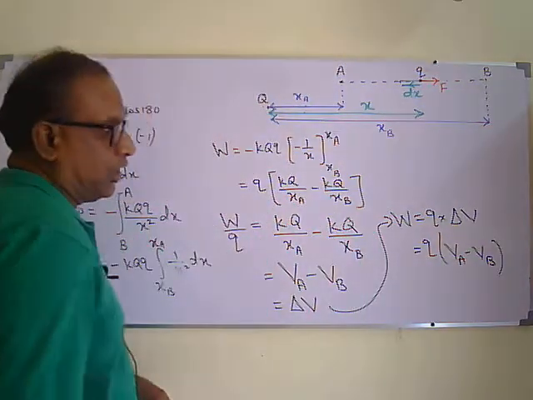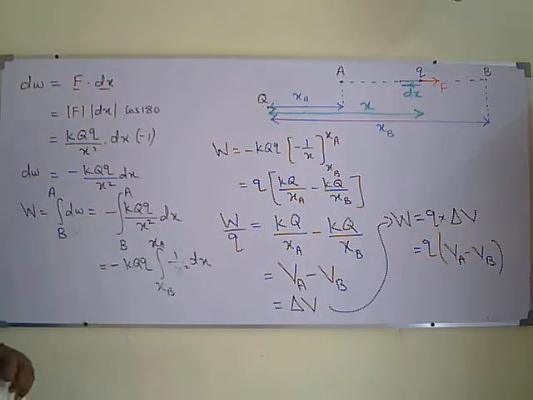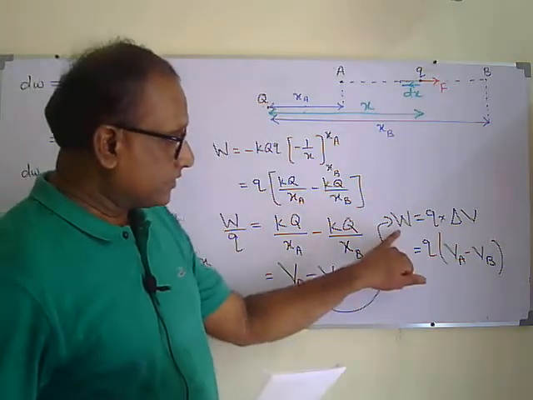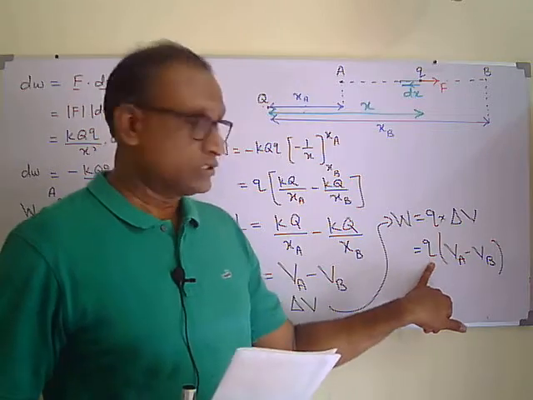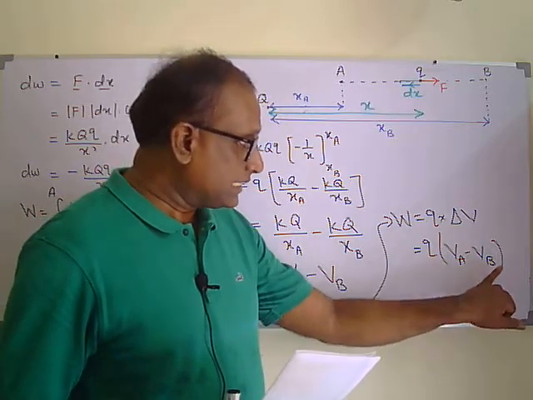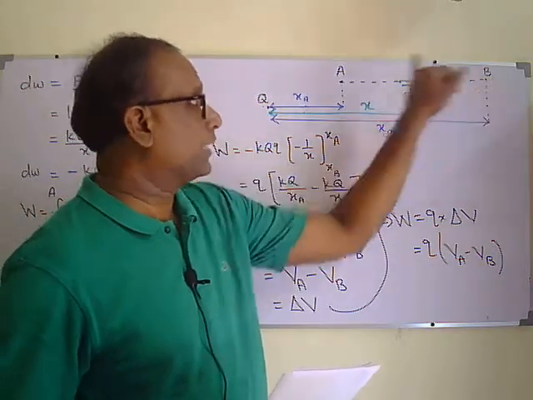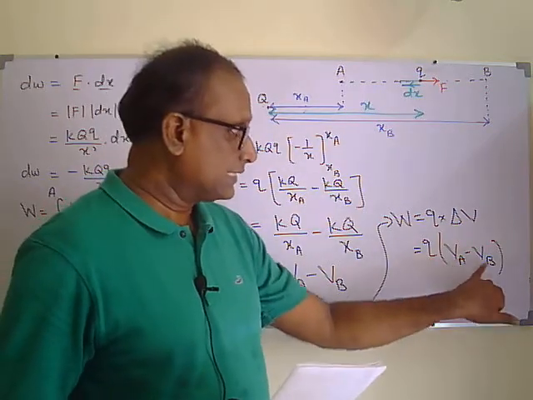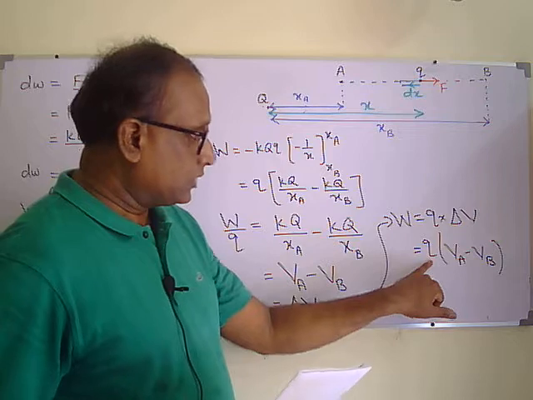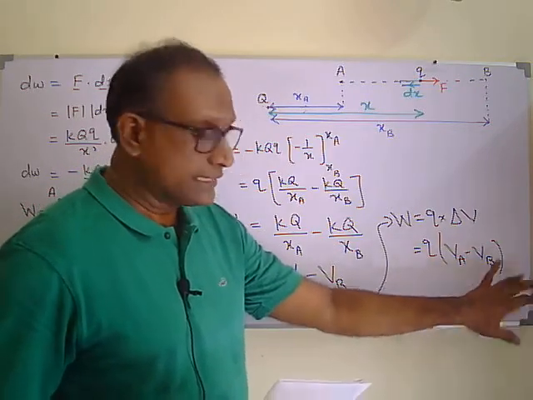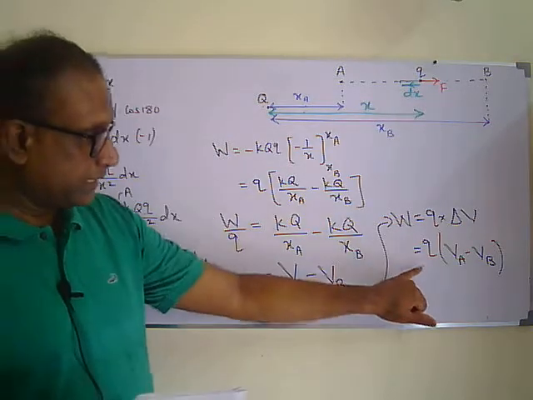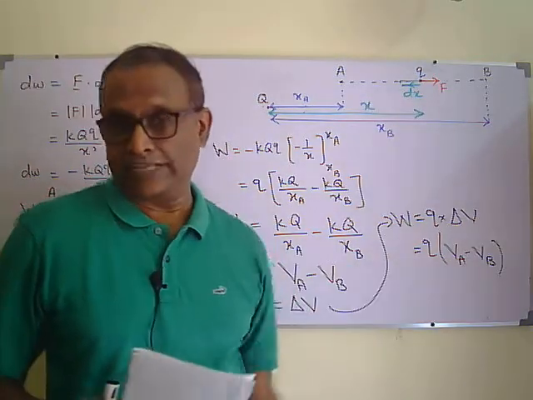So remember that whenever a charge Q is moved in the electric field created by another charge Q, the work done is given by the charge which is in motion times the potential difference between the two points, that is the final point minus the initial point. Q into final point minus initial point. W equals Q into VA minus VB.